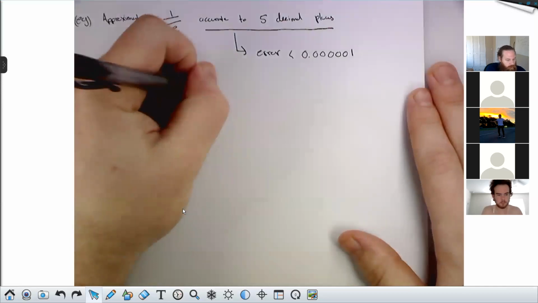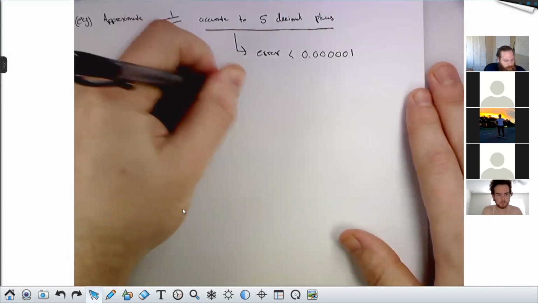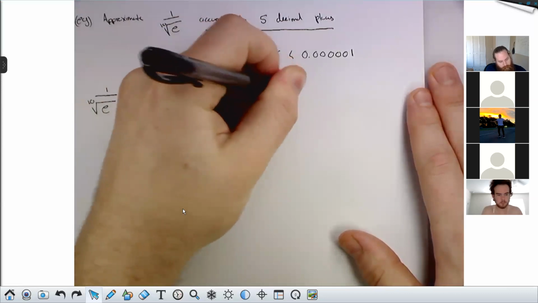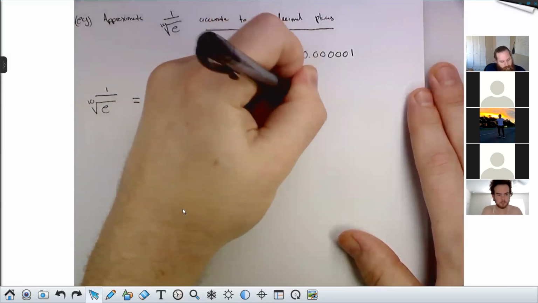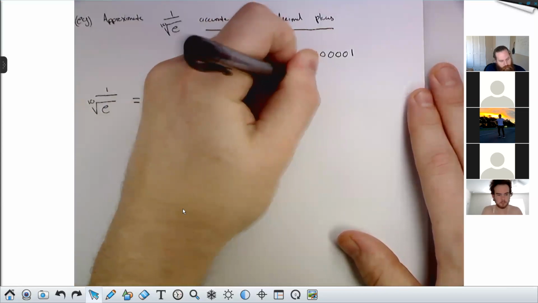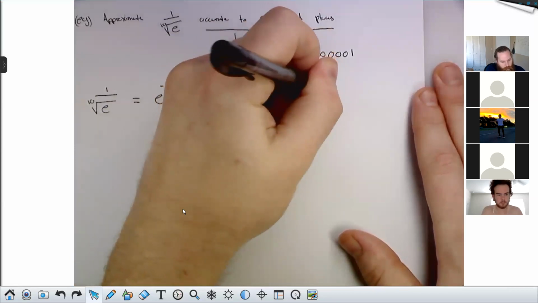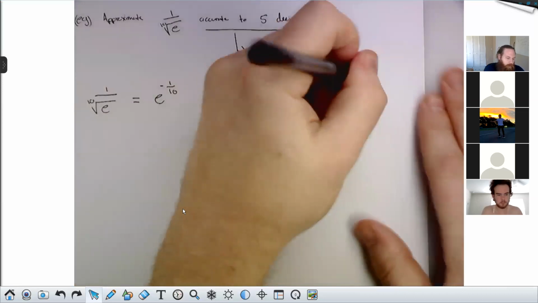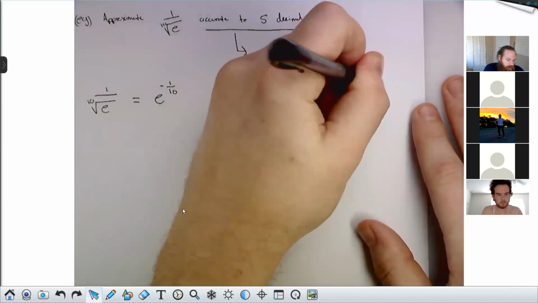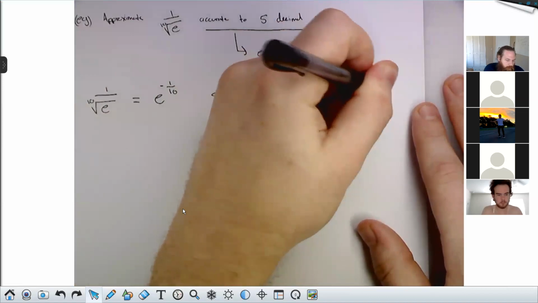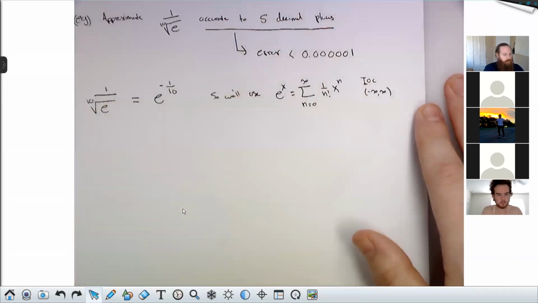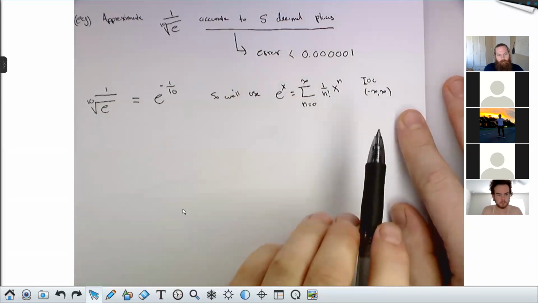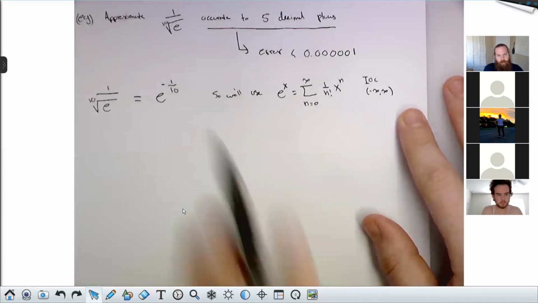So we'll use the fact that e to the x is sigma n from 0 to infinity of 1 over n factorial times x to the n. Remember, whose IOC is negative infinity to infinity. So you can plug anything from here into here and get a true statement. In particular, it's okay to plug in negative 1/10.